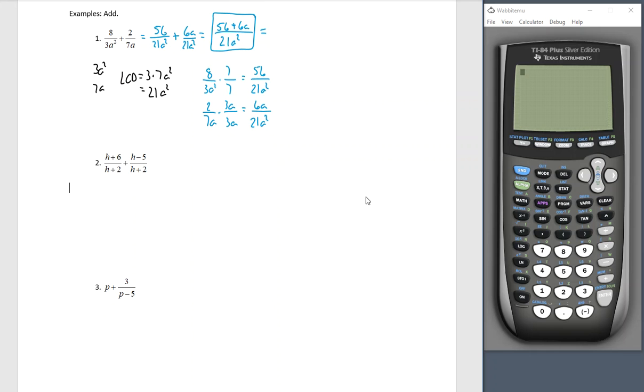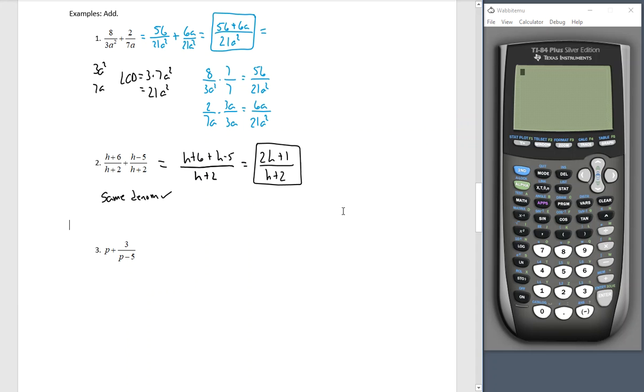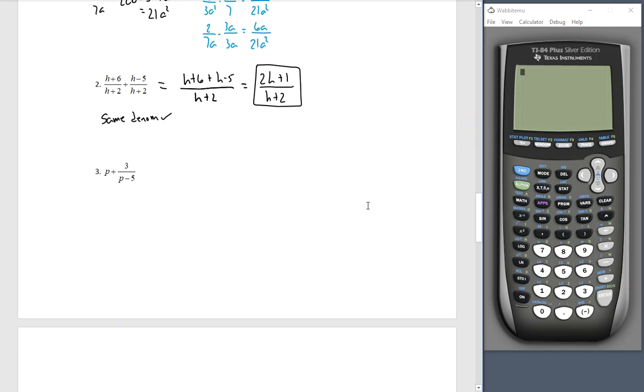All right, number 2. It looks to me like my denominators are already the same. Anytime they are the same denominators, what we can do is simply combine the numerators. That'll be 2h plus 1 over h plus 2. Keep in mind, those h's do not cancel, those 2's do not cancel. They have that plus sign, which really kind of messes them up. It encumbers them so they can't be canceled.